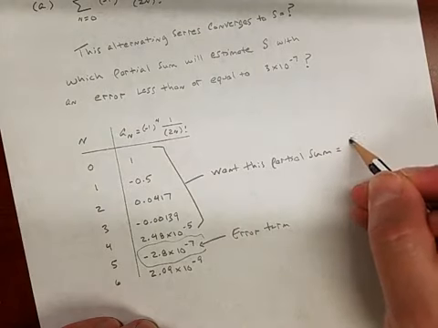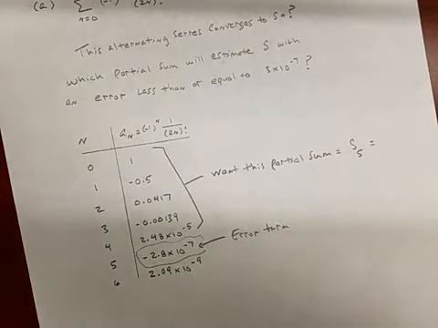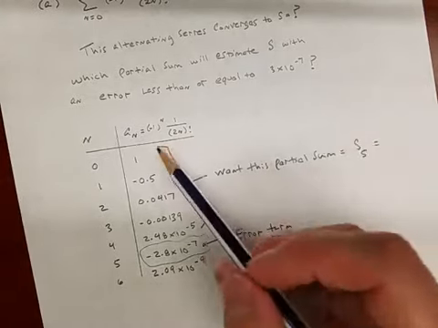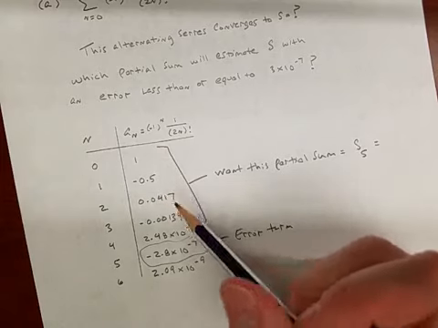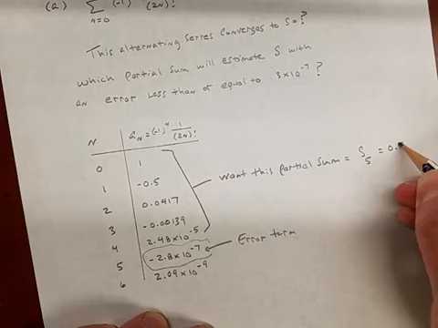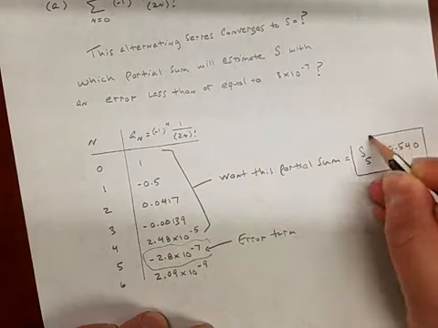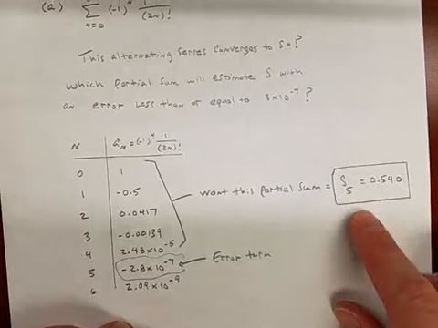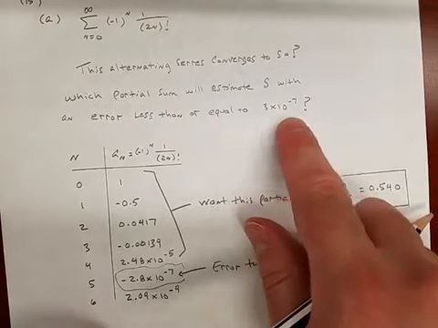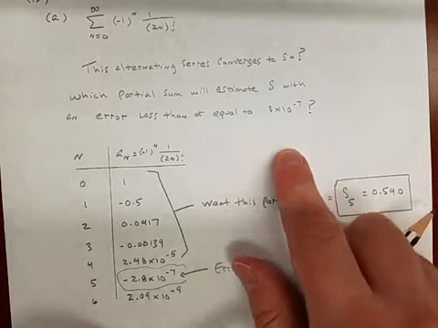So that's S5. And I think it says in the question to actually calculate the partial sum. So if I add all the numbers here together and round appropriately, it's about 0.540. So that's the partial sum you want. The sum of the first 5 terms will be extremely close to the sum. Closer than that number.